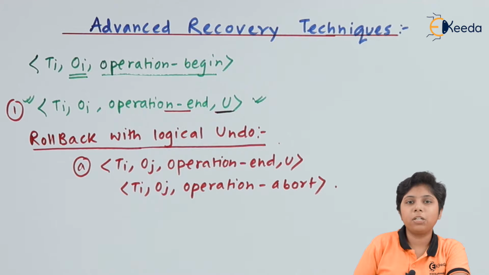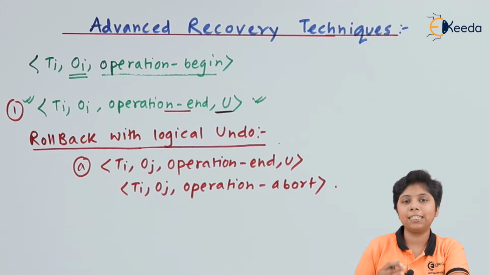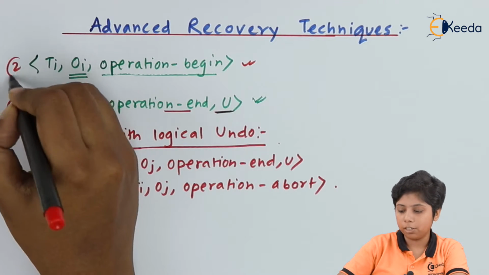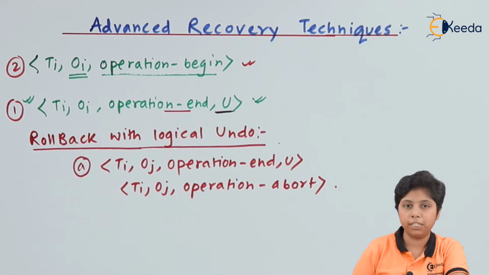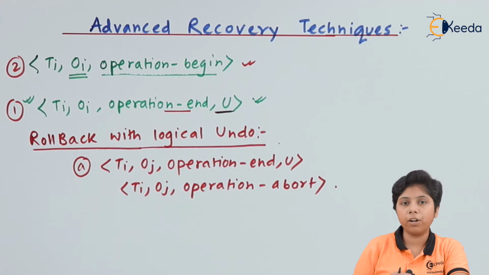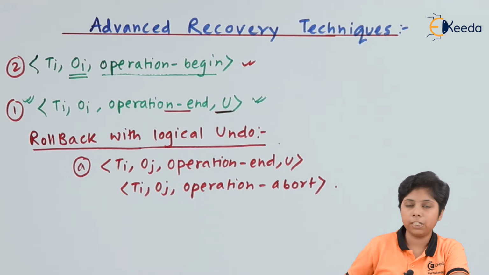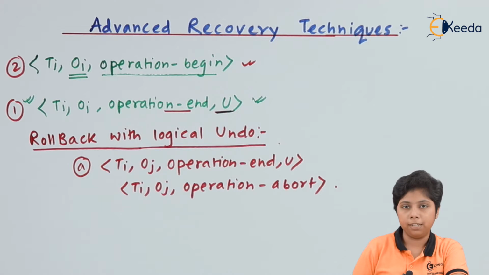Now, as we know, rollback means we need to scan the transaction backward, so we will scan it until we find this one, that is my second option, the operation begin. So we need to find all the records that belong to this operation abort, operation undo, and finally we are reaching this. So we continue until it reaches this transaction's operation begin.